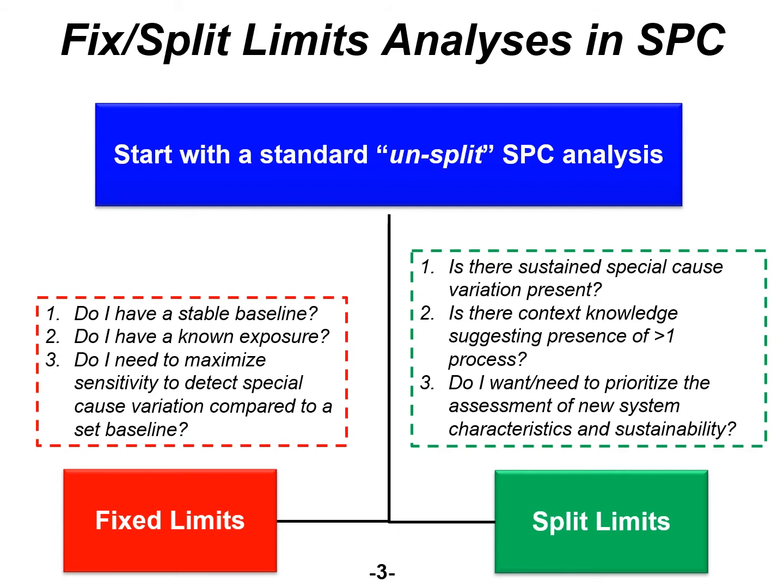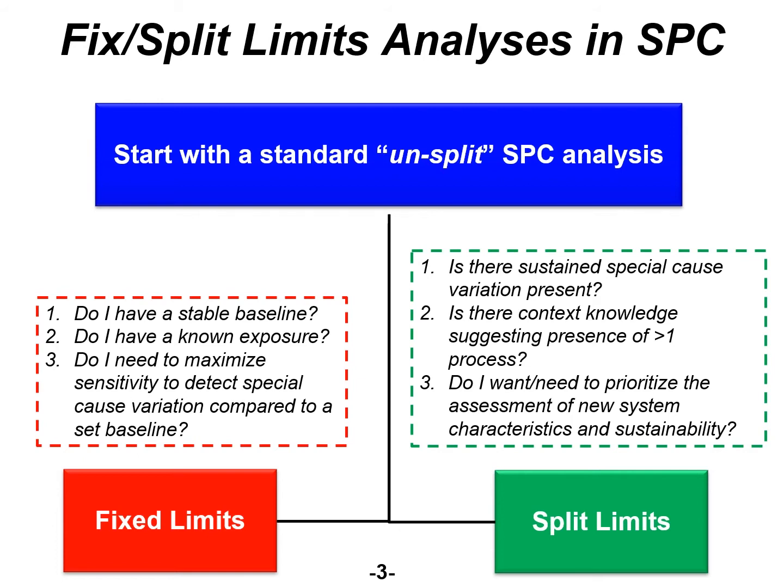There are three considerations for split limits analysis. First, is there a sustained special cause signal identified? Second, is there context knowledge suggesting the presence of one or more substantial process changes? And third, do I want or need to prioritize the assessment of new system characteristics and sustainability?